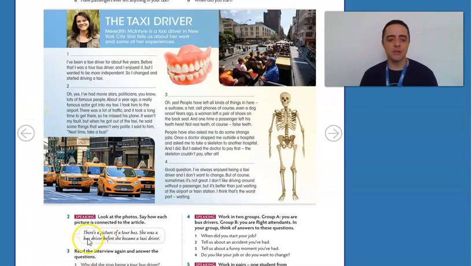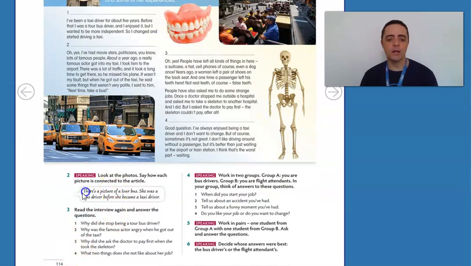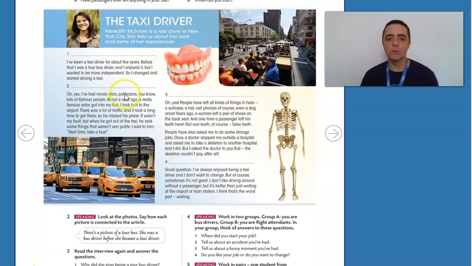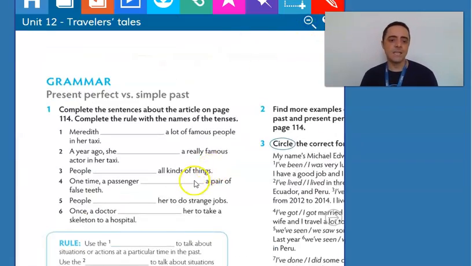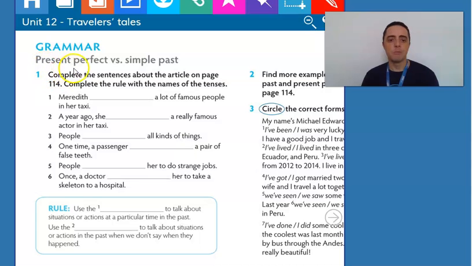So, in this page, that is page 114, we have an article, the taxi driver. So here we have this article and what I want you to do: go to the next page and here we have the grammar. Present perfect versus simple past.